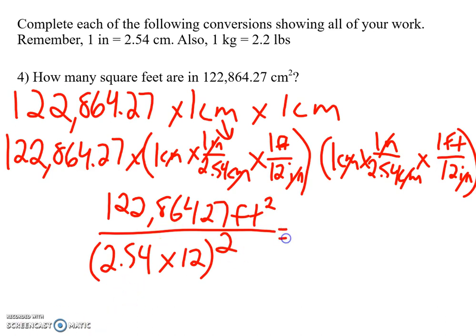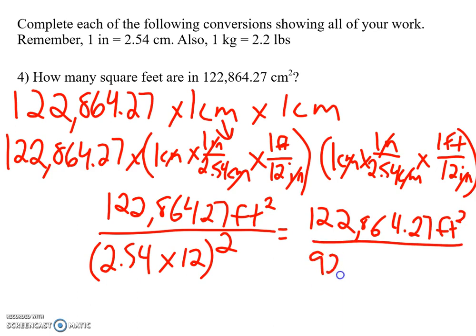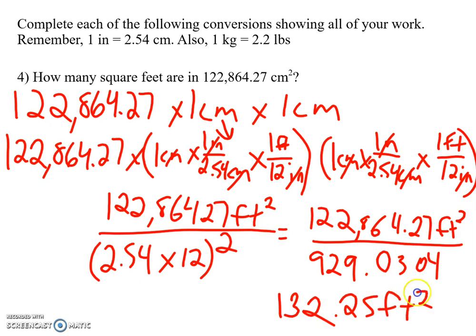So this would become 122,864 and 27 hundredths square feet over 929 and 304 10,000ths. So now I just need to divide my numerator by my denominator, and I'll have my final solution. And when I divide these, this becomes 132 and 25 hundredths square feet, or 132 and a quarter square feet.